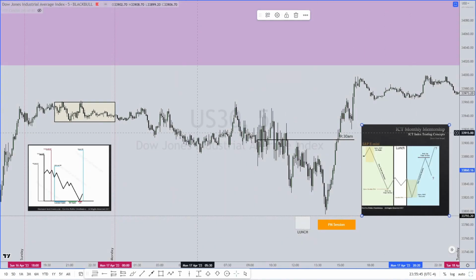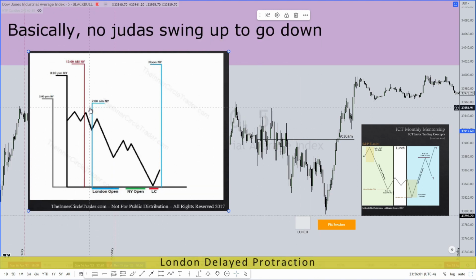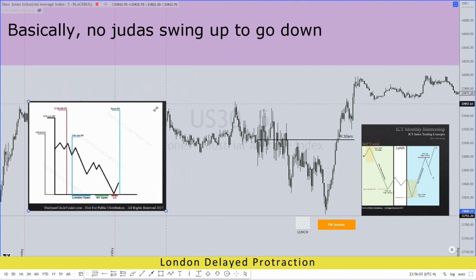I want to do a quick pairing profile exercise. So back testing this, here we have a London delayed protraction. On a delayed protraction, we're looking for a consolidation where price will not give a London run to kick off a bearish move.